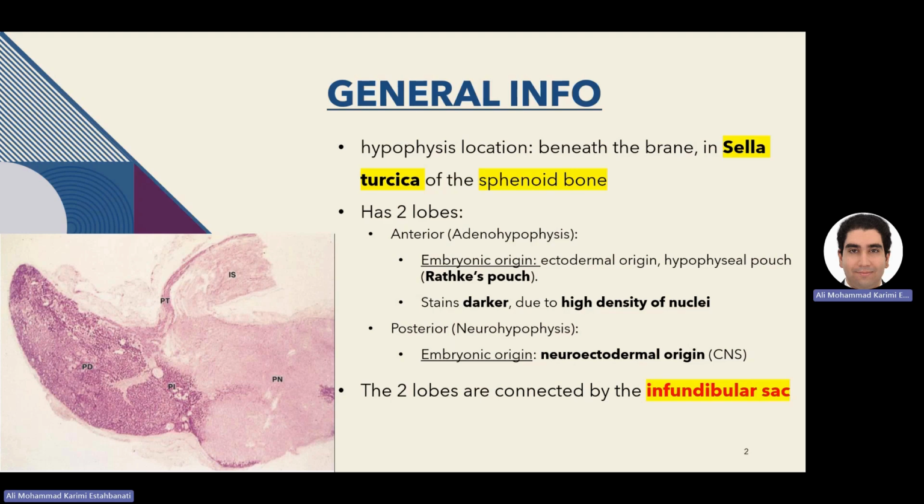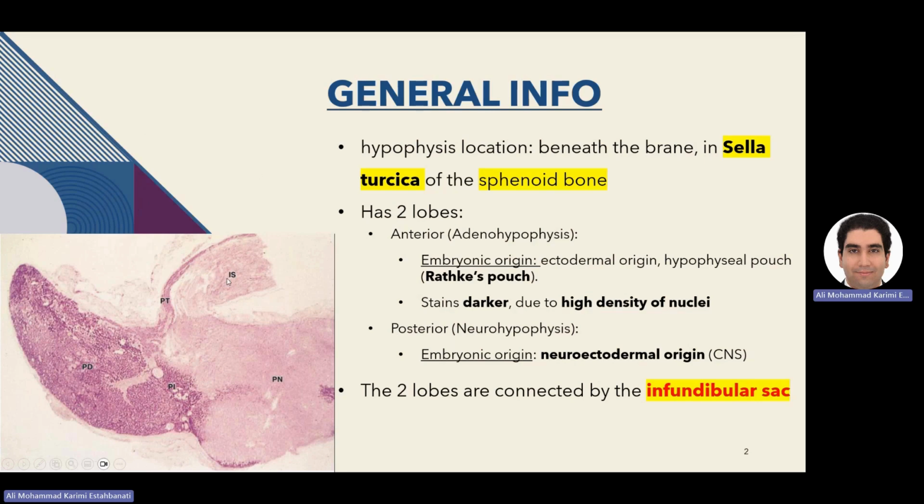and it's basically going to be staining darker than the posterior pituitary. The posterior pituitary's embryonic origin is the neuroectodermal origin. Okay? And both of them are connected through the infundibular sac. Now, this is the infundibular sac, if you can see my mouse, and the infundibular sac is part of the infundibulum, and the infundibulum is what's connecting the hypothalamus to the pituitary gland.